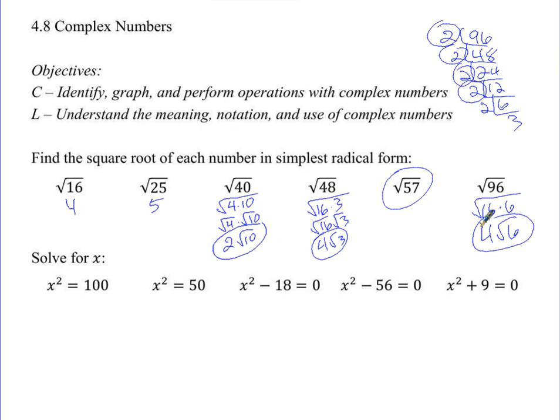Okay, now solve for x. Same idea going on here. If I solve that first one for x, what do I need to do? Take the square root of both sides. And when I do, I get x equals, not 10, plus or minus 10. Now we have to include the plus or minus because we're taking the square root of both sides of an equation. 10 squared is 100. Negative 10 squared is also 100. How about the next one? What do we do? Square root both sides? Okay, so on the left now we have x. On the right we have plus or minus the square root of 50.